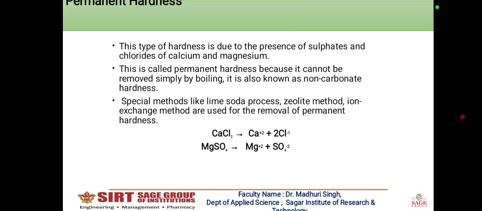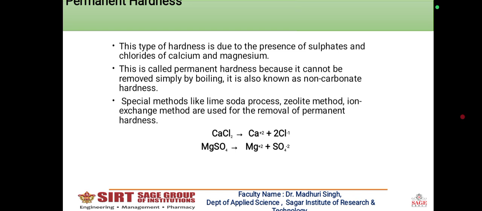This type of hardness is due to the presence of sulfates and chlorides of calcium and magnesium. It is permanent hardness. It is called permanent hardness because it cannot be removed simply by boiling, and it is also known as non-carbonate hardness. Special methods like the lime soda process, zeolite process and also ion exchange methods are used for the removal of permanent hardness.